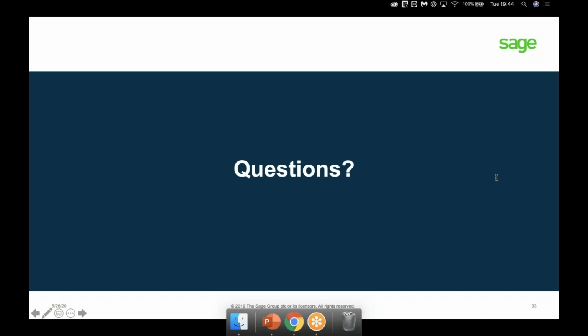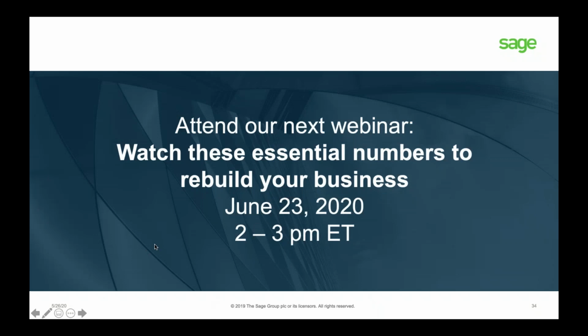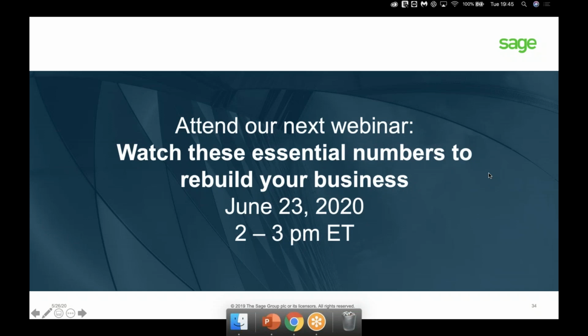Other than that, I think those were the last of the questions. We do have another webinar coming up in our series. This one is around watching these essential numbers to help rebuild your business. So again, during these times, a lot of small businesses are definitely struggling or have had to close their business for a little while. And now that things are starting to reopen again, what does that look like for your business, and what sorts of numbers or financial ratios do you need to look at to make sure you're moving in the right direction?